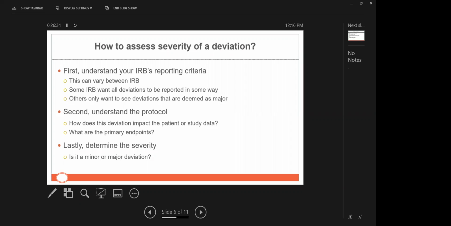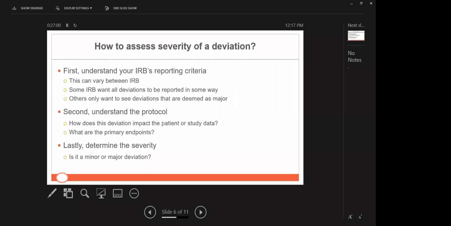So if a study's primary endpoint is a rating on a certain assessment, let's say a PANSS assessment, and your patient does not do that PANSS assessment at the end of study visit, then that would potentially be considered a major deviation, because now we can't use those results. We don't have the endpoint that we're looking for.